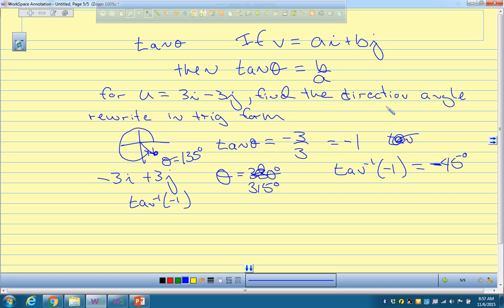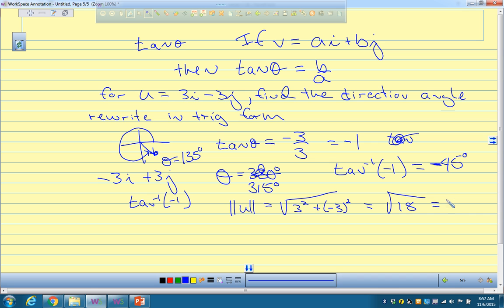Okay? Then to write it in trig form, I need to find the magnitude. So the magnitude of u is going to be equal to the square root of this squared plus this squared. So it's the square root of 3 squared plus -3 squared, which is equal to the square root of 18, which can be written as, who knows how to simplify that?